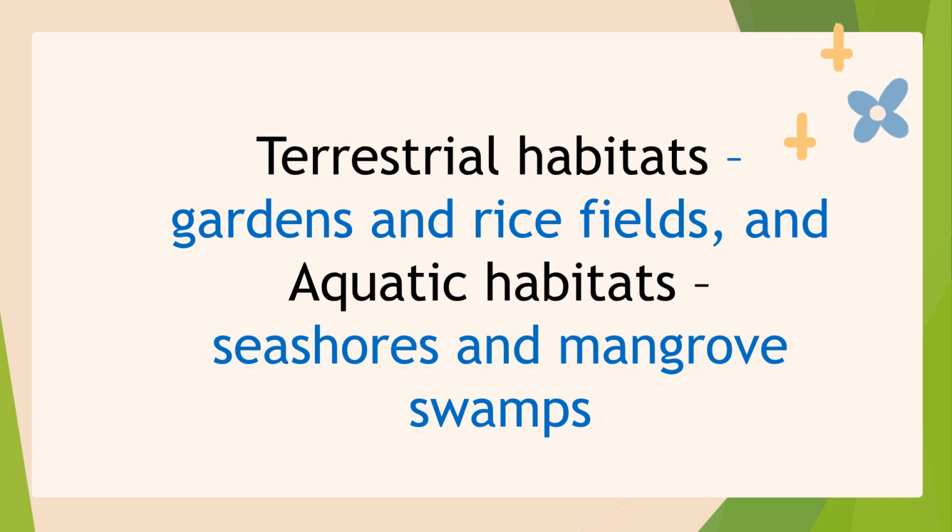So today you're going to explore in more detail two examples of terrestrial habitats, gardens and rice fields, and two aquatic habitats, seashores and mangrove swamps, and why these habitats are important for both people and other organisms and in maintaining balance in nature.